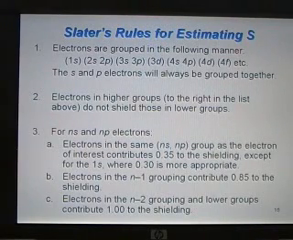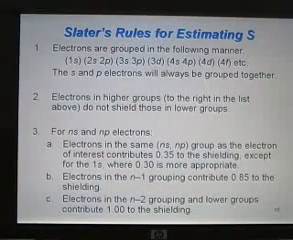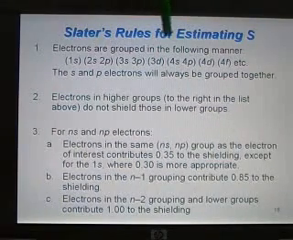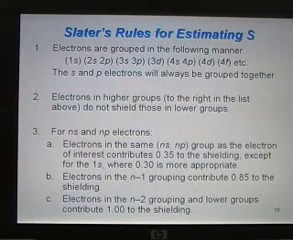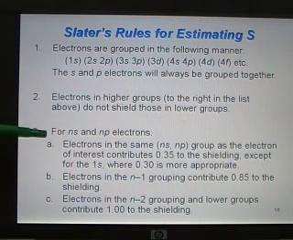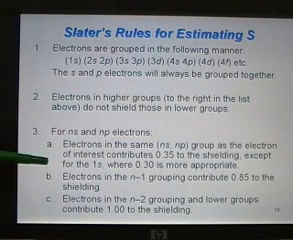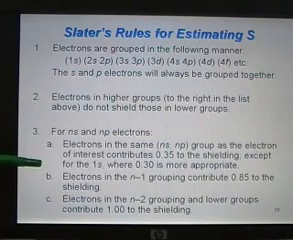Now, when we calculate the effective nuclear charge, we do it on a single electron. For example, what if your electron is either in the s or p orbitals? Say it was a 4p electron you were looking at. For ns or np electrons, electrons in the same ns or np group as the electron of interest contribute 0.35 to the shielding, except for the 1s, where 0.3 is more appropriate.